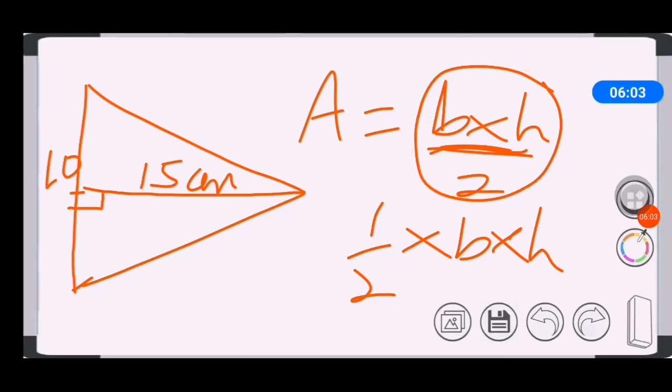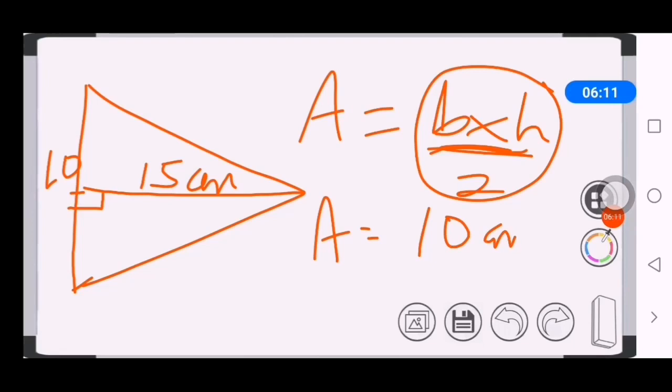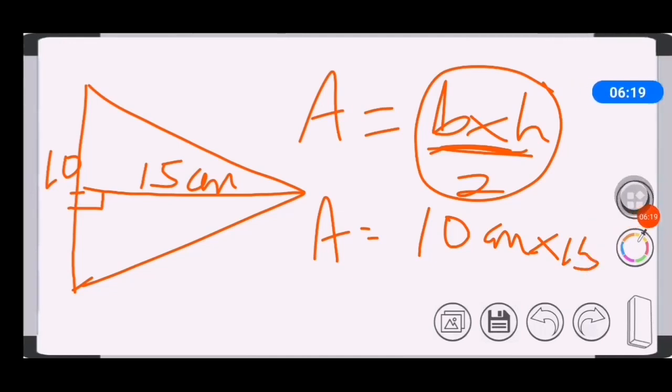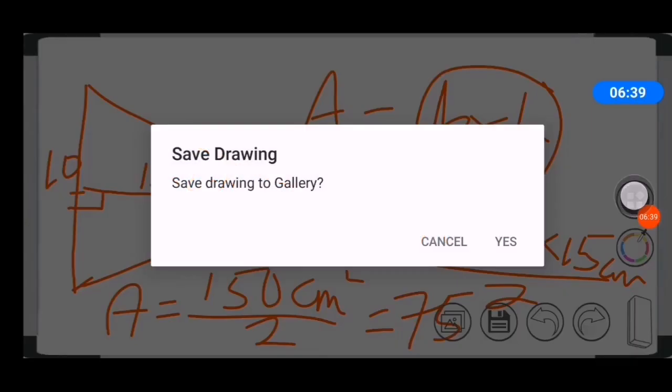All right, so we're going to work this out. The area will be: the base is 10 centimeters times the height, which is 15 centimeters, all over 2. Don't forget to divide by that. So our area will be 10 times 15, which is 150. So 150 squared centimeters divided by 2 will be 75 squared centimeters.